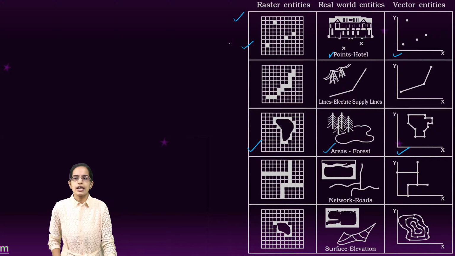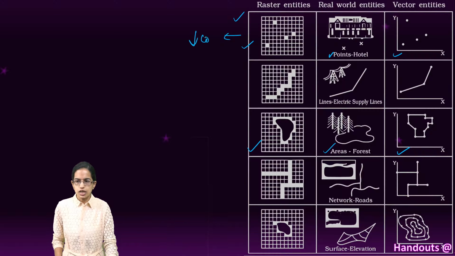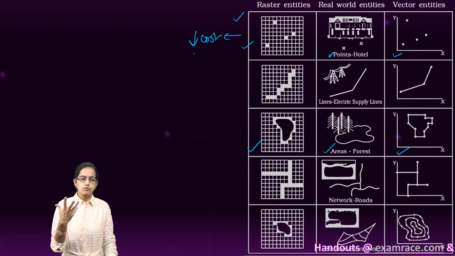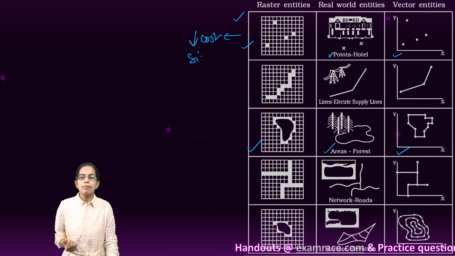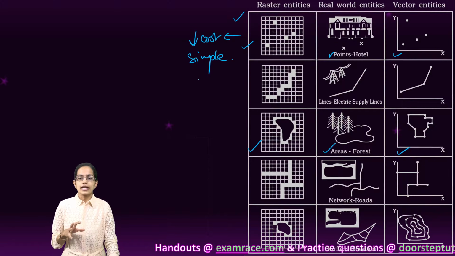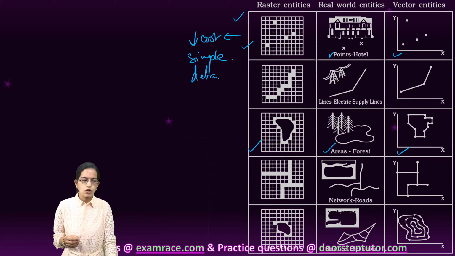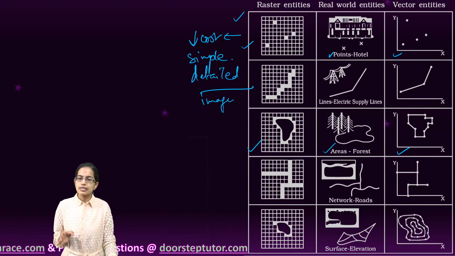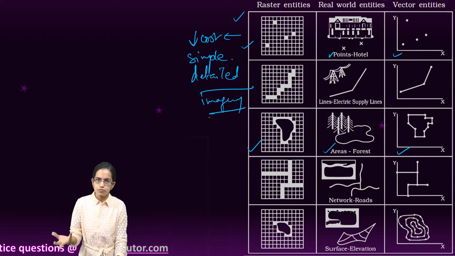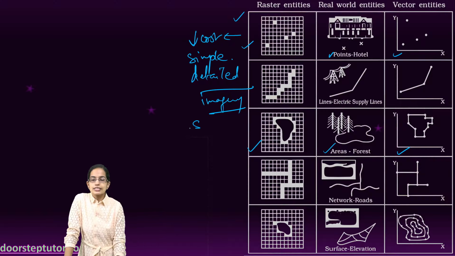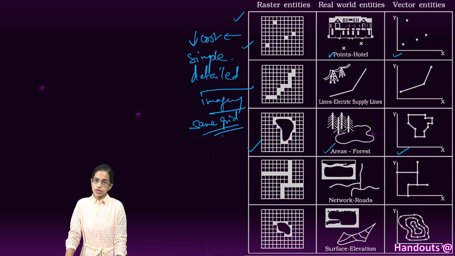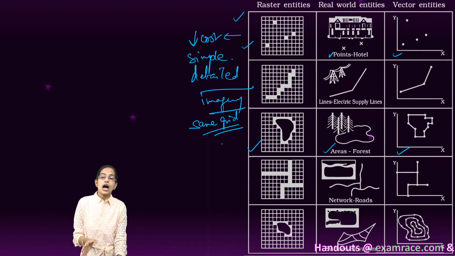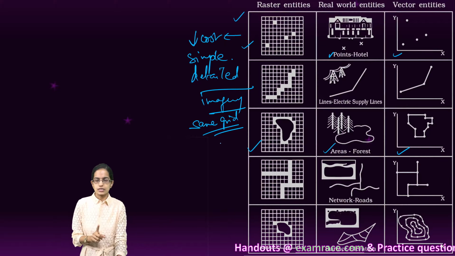So raster data, as we said, keeps your cost down. First of all, it gives you information in pictorial form. Simple data can be explained. Data is much more detailed and comprehensive. It is compatible with the imageries and the satellite data or the aerial photograph data, and the same grids can explain various different attributes. However, there are disadvantages associated with it.